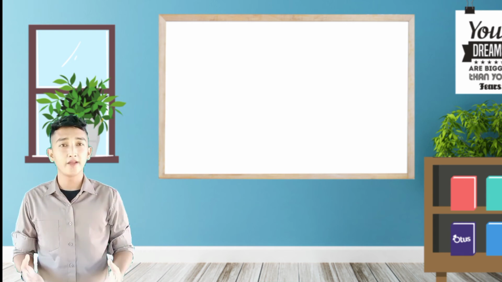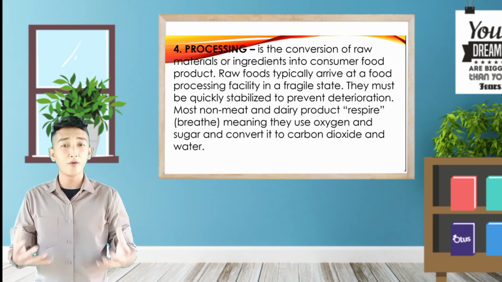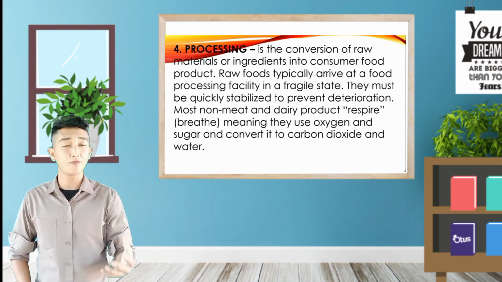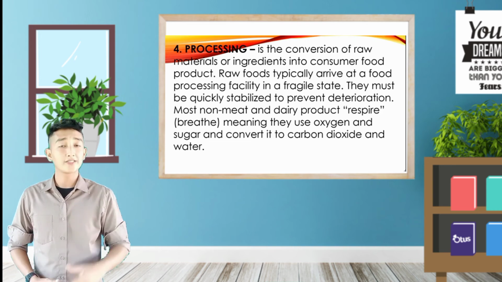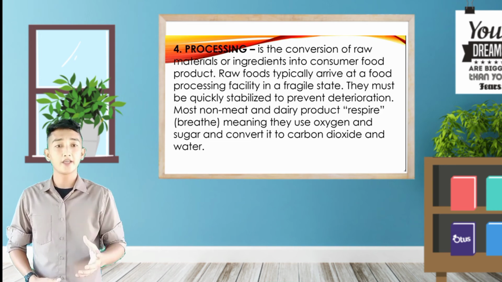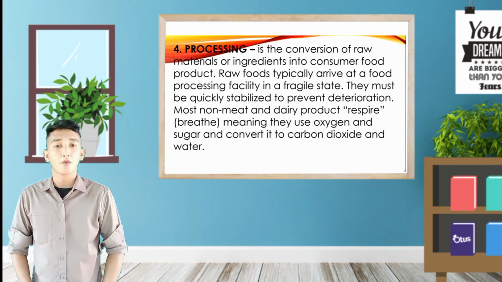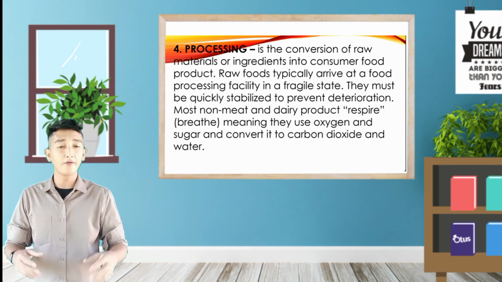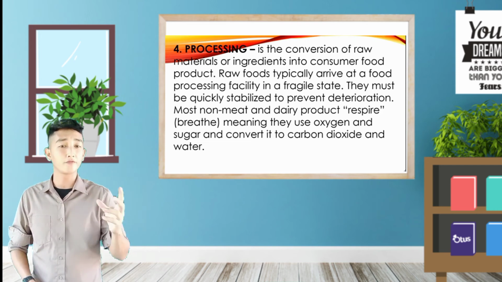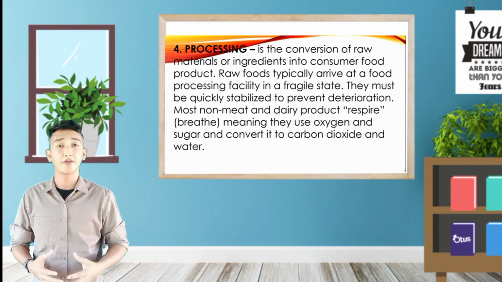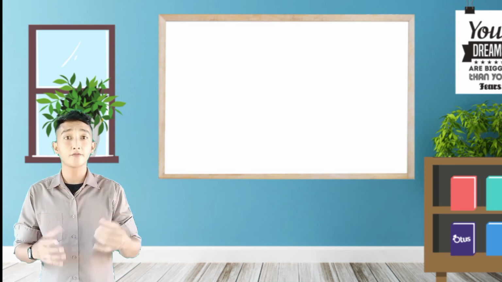Then the next one is processing. Processing is the conversion of raw materials or ingredients into consumer food product. Raw foods typically arrive at a food processing facility in a fragile state. They must be quickly stabilized to prevent deterioration. Most non-meat foods and their products respire, meaning they use oxygen and sugar and convert it to carbon dioxide and water. Some processing food methods are canning and fermentation.